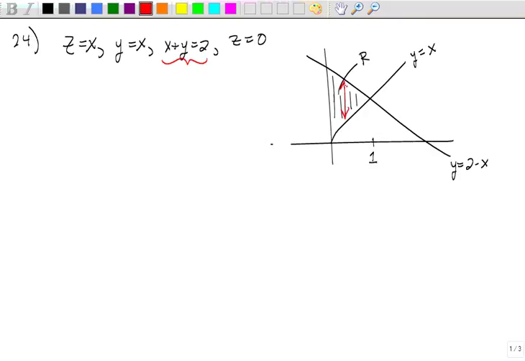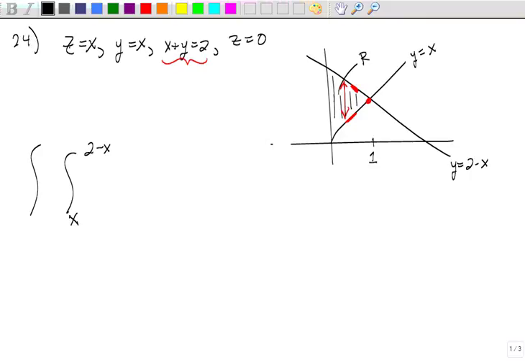If you go sideways, if you go horizontally, you're going to have to switch it, because here the top is this function, but once you get past this point, the top switches to that function. So we're going to go up and down. So we're going to integrate from x to 2 minus x.